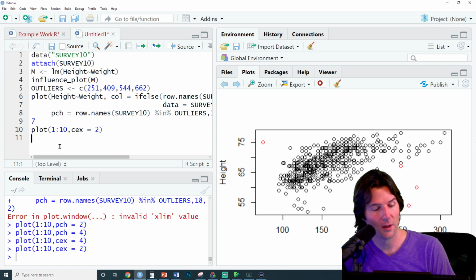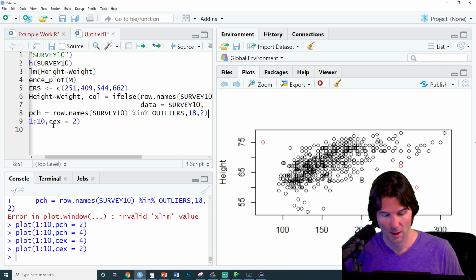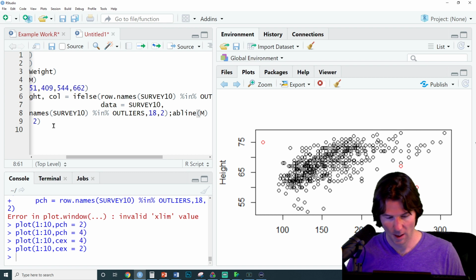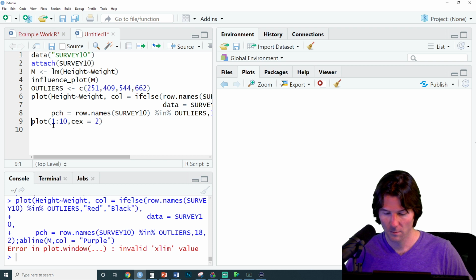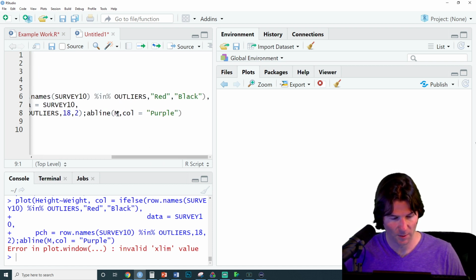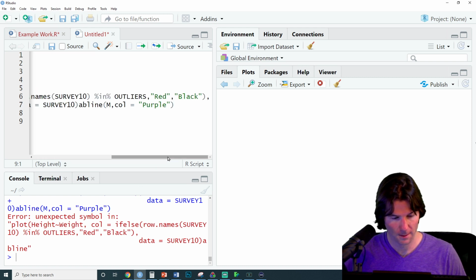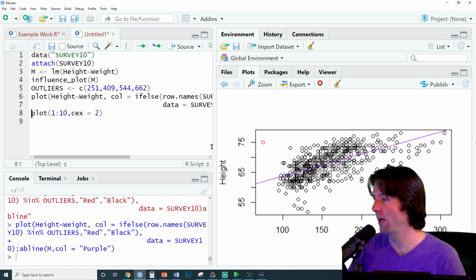One last thing I can do is I can go right here. This is the very last thing I'm going to do. I'm going to type abline, and I'm going to go here and put M, and then we're going to go col equals purple. And really, oh, because I added the one last thing, and then we're hopping back to it. Delete that off. Really, I broke it. Unexpected symbol. Oh, because I didn't put the colon. There we go. So now we got a purple line going through it.